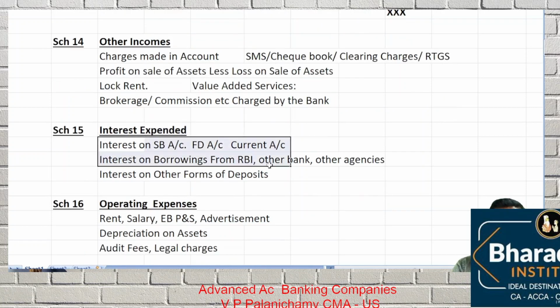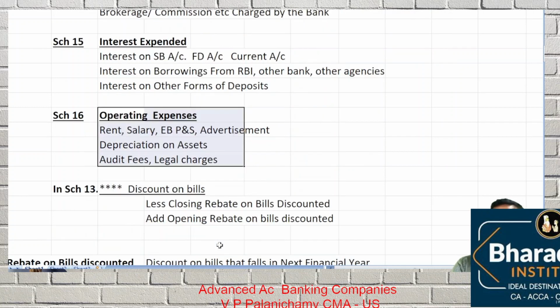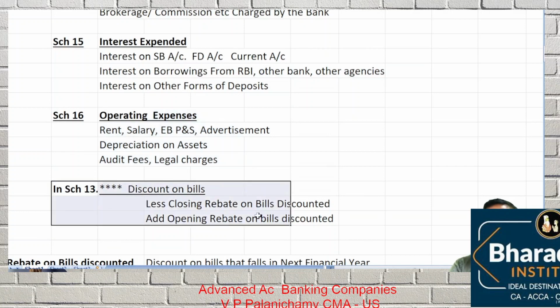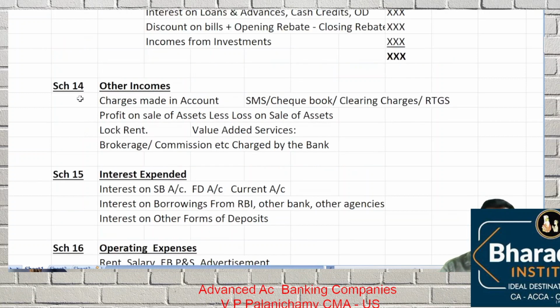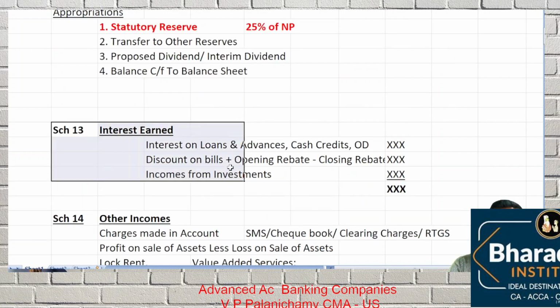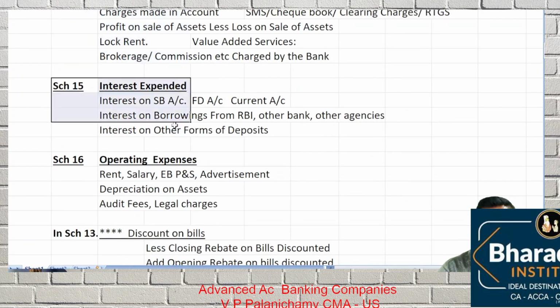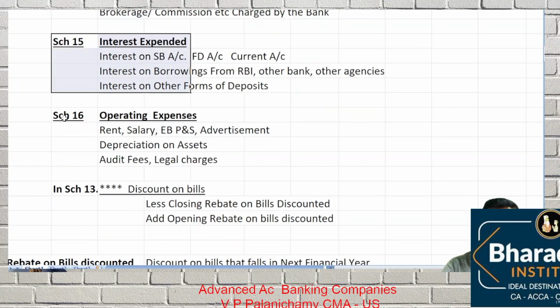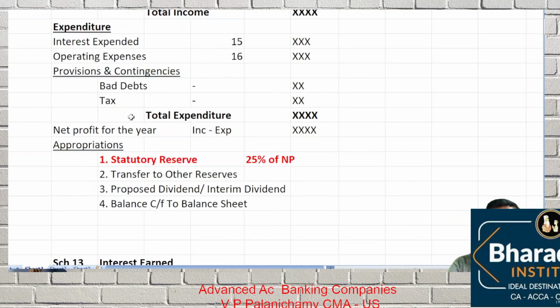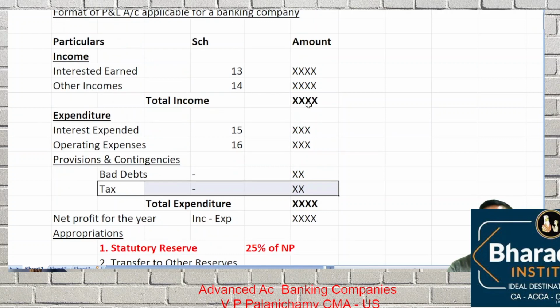Charged by the bank, interest paid by the bank on different types of accounts, operating expense of the bank, then discount on bills, add opening rebate, less closing rebate. Please go through all these things. Schedule 13, 14, 15, 16. I request you to go through because we have to prepare the P&L account, and of course balance sheet we learn it later. So 13, 14, 15, 16 knowledge is required. Please go through that. Bad debts and tax is coming in the main P&L account itself. So please go through the format, then we will continue.